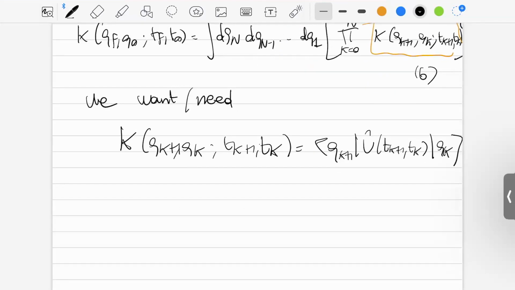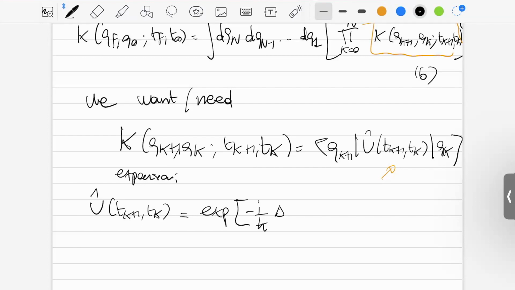In order to compute that, let's just focus on the U operator here. The idea is to expand the evolution operator, to do a Taylor expansion of the operator. If you remember from the definition, U is just an exponential, so it's now easy to take the Taylor expansion of that.